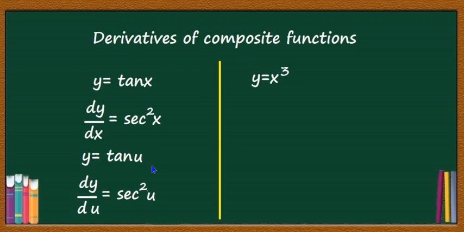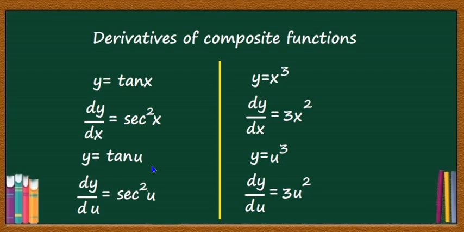Similarly, if y is equal to x cube, you can tell the derivative of x cube. What is derivative of x cube? Dy by dx is equal to 3x square. If y is equal to u cube, what is its derivative with respect to u? Dy by du is equal to 3u square.